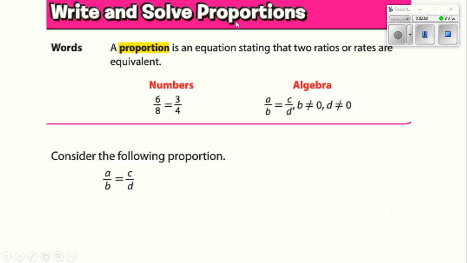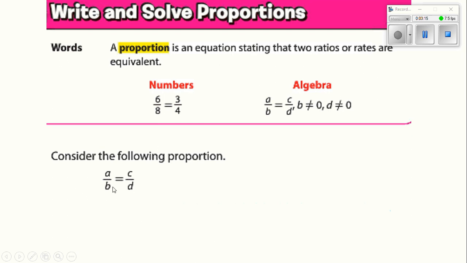All right, writing solved proportions. Here's a definition to be sure to know. A proportion is an equation stating that two ratios or rates are equivalent. That's displayed by numbers such as 6/8 equals 3/4, or in algebraic terms, and it's very important to remember our algebraic terms, A over B equals C over D, as long as B and D do not equal 0.